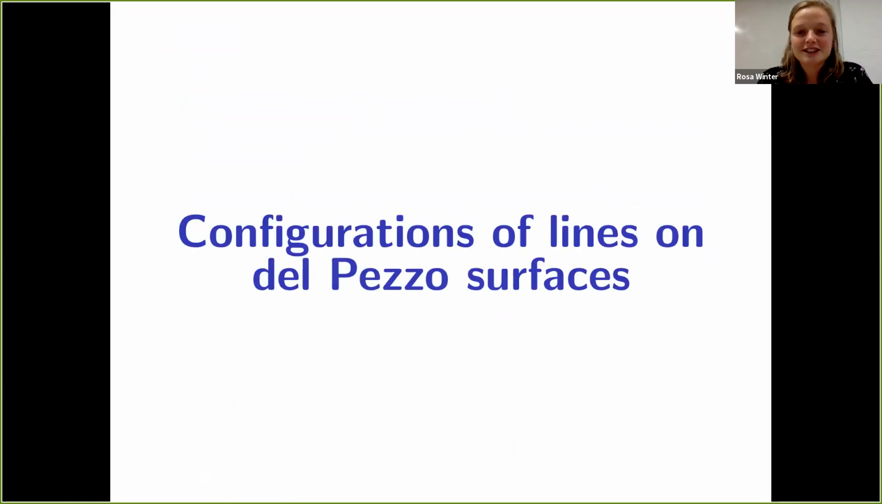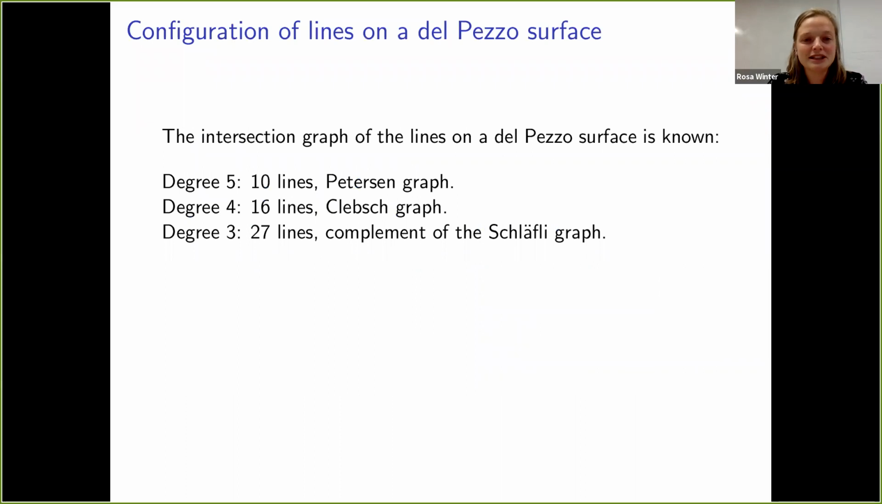Okay, so let's look at the configurations of lines on the Del Pezzo surfaces. I gave a brief overview of all the Del Pezzo surfaces again, because for higher degrees it's quite nice and easy to describe. The intersection graphs of the lines on the Del Pezzo surfaces are known. Up to degree 4, I drew them before, or you can just draw them by hand. Degree 5 has 10 lines, and their intersection graph is the Petersen graph. Degree 4 has 16 lines, and their intersection graph is the Clebsch graph. And degree 3, I also showed before, the 27 lines intersect as the complement of the Schläfli graph.